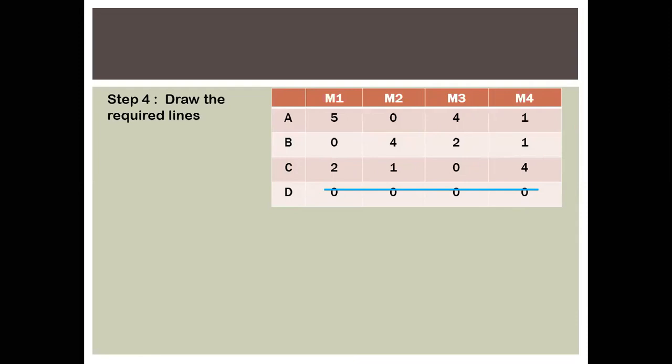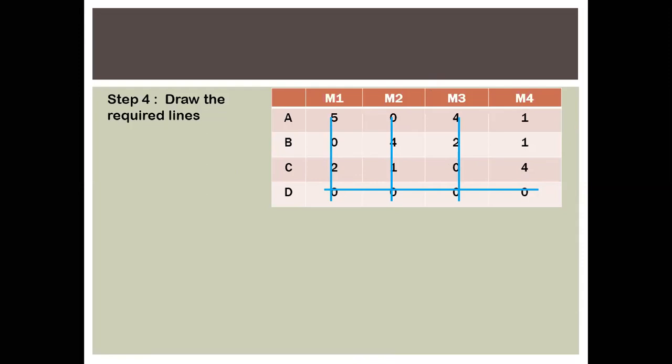Now all the rows are finished. We will move forward to draw the lines column-wise now. In the first column, we see that there is only a single zero. In the second, again there is a single zero. In the third, again I have only 1 zero. And in the fourth, there are no zeros left. So class, there is a tie in first, second and third columns. So the lines will be drawn like this.